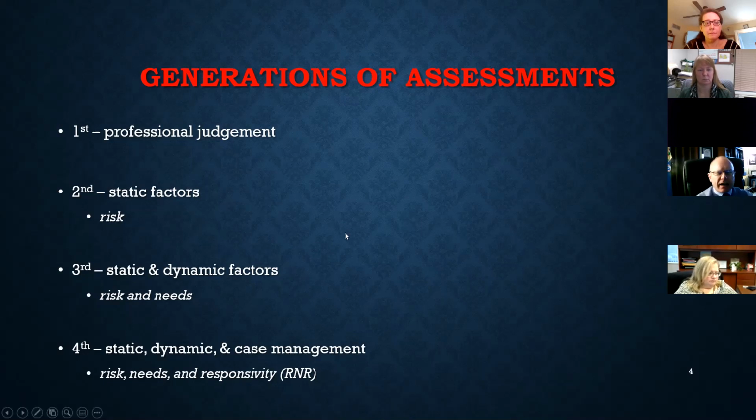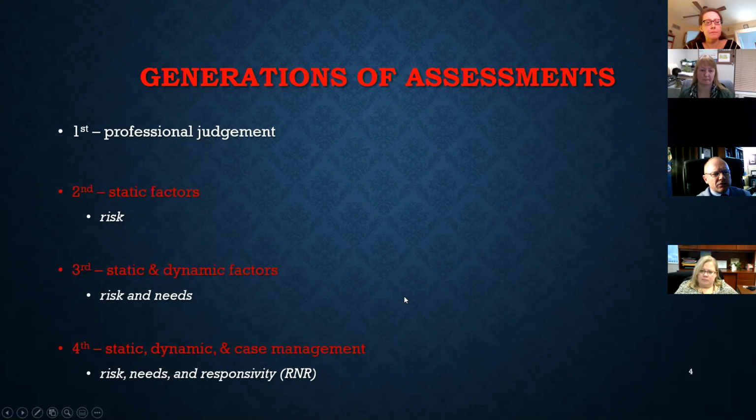When you're looking at a screening tool, like we'll talk with Shannon about the pretrial tool, you're looking at a second generation type assessment. You're looking at static factors, a lot of research behind that. So you're looking at risk to reoffend or risk to fail to appear. So when you're looking at those types of screening tools, that's what you'll be looking at.